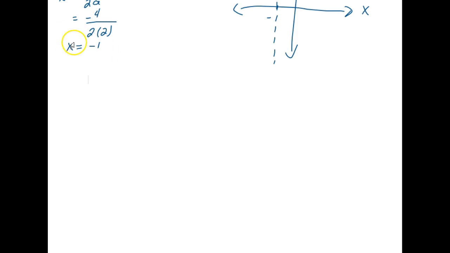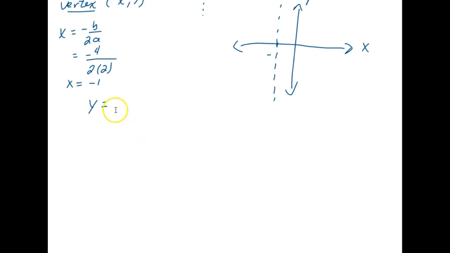Using the axis of symmetry, the x value, we're going to input that back into our equation. So we have y equals 2x squared plus 4x minus 6. Okay, that's our original equation. We're going to substitute this value into our equation.